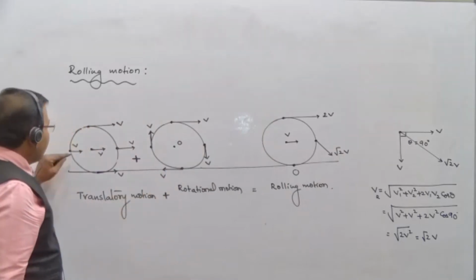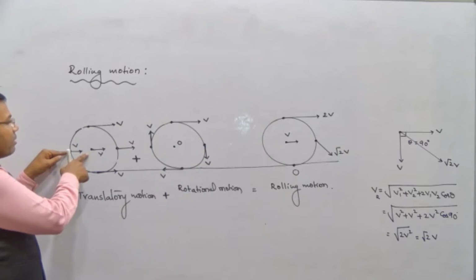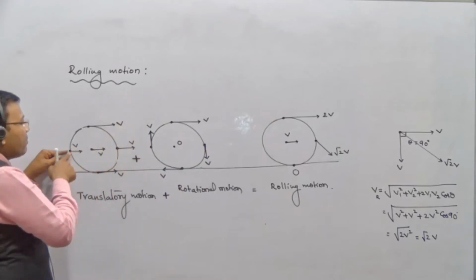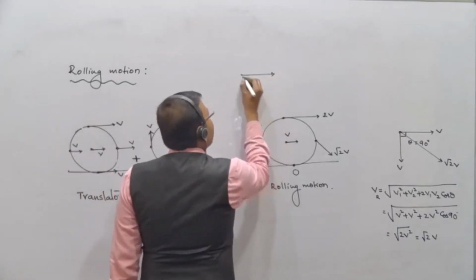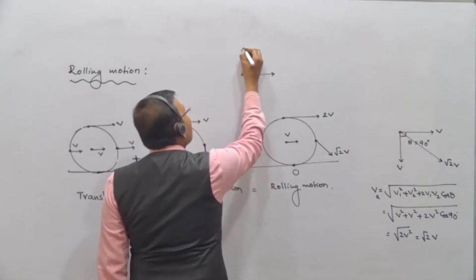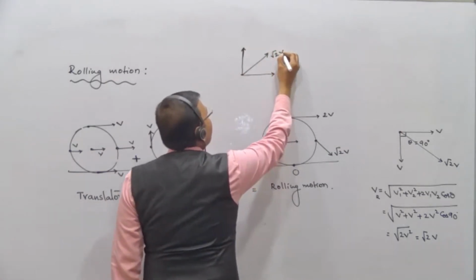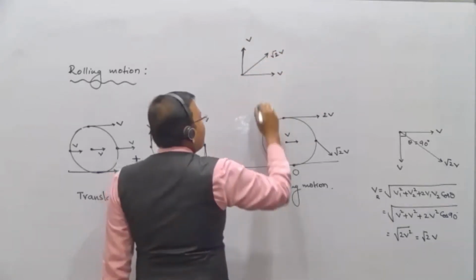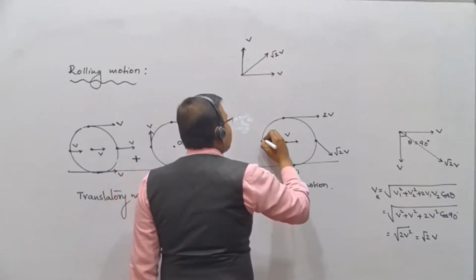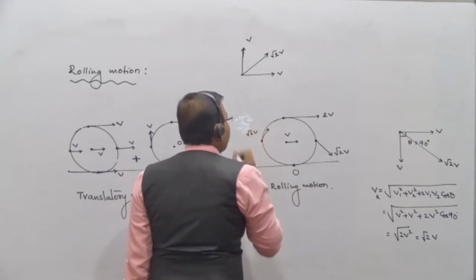Now come to this point. You can see clearly one velocity is like this, other velocity is upward. That means one is right, other is up. So I'll draw here. This is right and other is up. So how is the resultant velocity? Resultant velocity will be like this. So root 2 v. This is v. This is v. So resultant will be root 2 v. So it is like this. So therefore at this point, how is the velocity? You can see here, that is root 2 v.